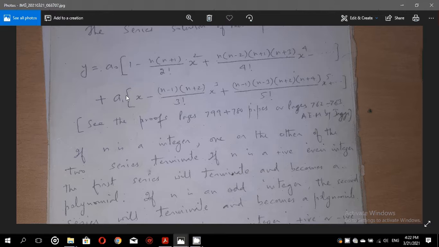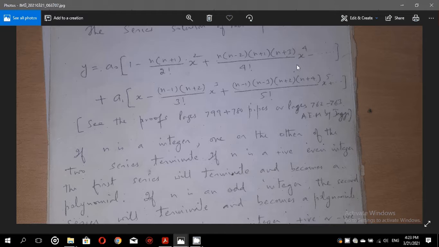we can discard the second part in this situation, because our differential equation is homogeneous, which will mean that this part is also a solution and this part is also a solution, and the sum of these two parts is also a solution. So if we discard the second part for n is equal to even, then we can get rid of this second part, and we can contain our solution to only the first term.